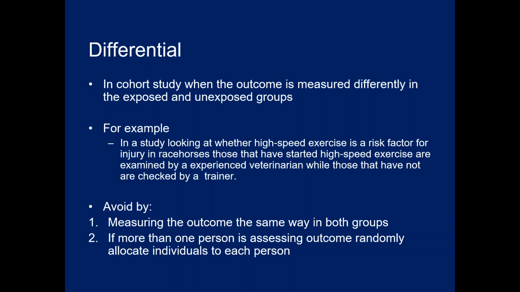Okay, so the sensitivity and the specificity with which we could detect an injury will differ depending on whether the animal had been exposed. Now, the way to avoid it is really to measure the outcome in the same way in both groups. This doesn't mean that you have to have one person always doing it, but ideally, if you have more than one person, you won't assign all of the animals of one type to be assessed by one person. So you will randomly, if possible, allocate who assesses what.